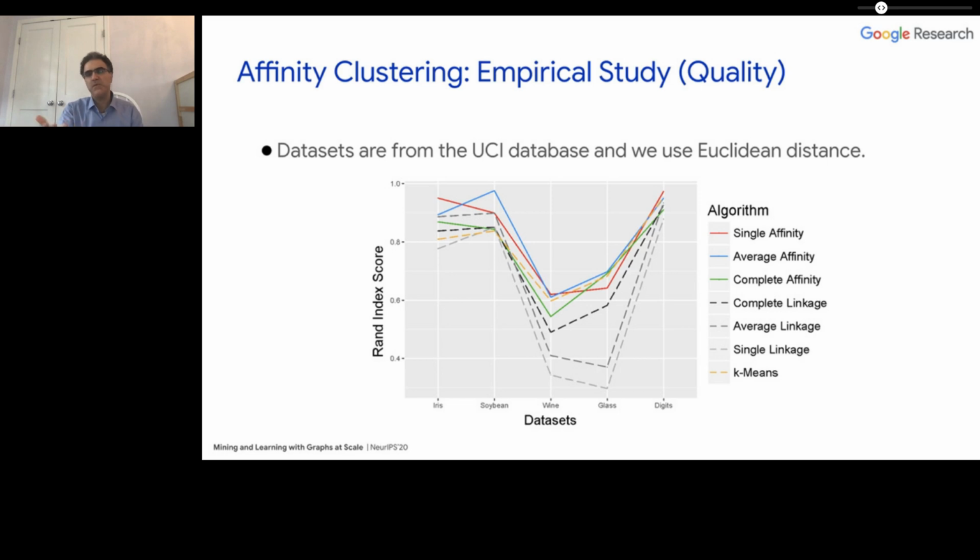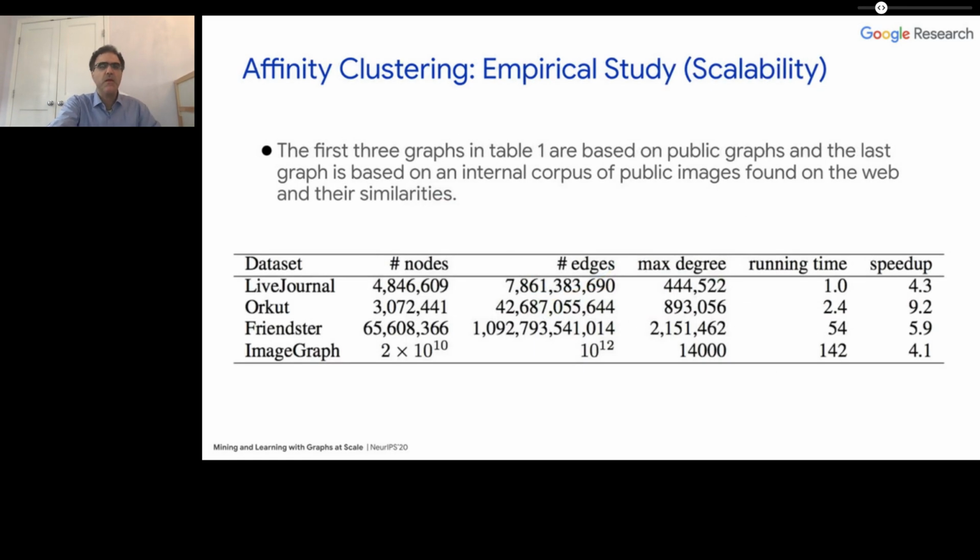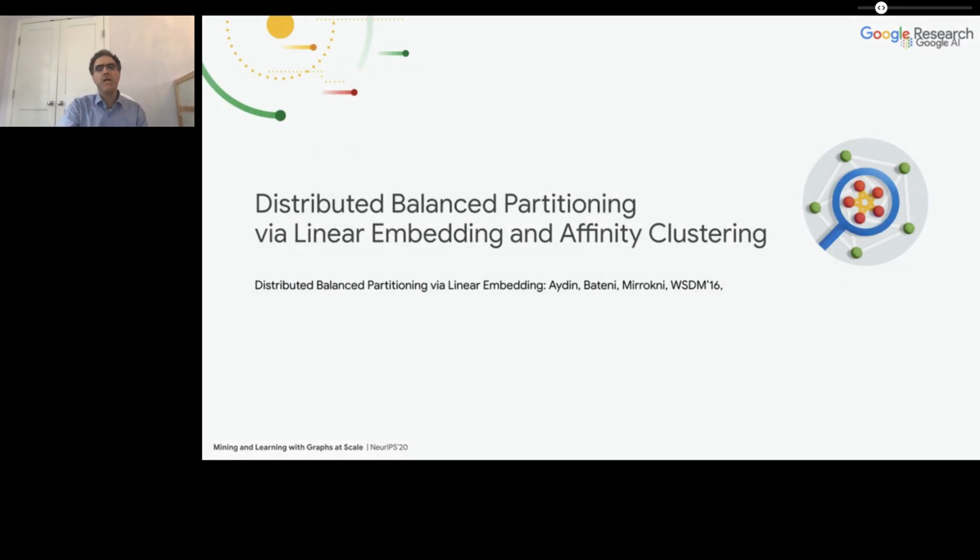And we also compared with algorithms like k-means, and the quality of the algorithm over the ground truth is similar or better than the k-means implementation as well. We also show that this algorithm can be implemented on graphs with trillions of edges, and shows big improvements in speed-up in running time compared to other algorithms. Now, let me tell you an application of the affinity clustering algorithm in distributed balanced partitioning.